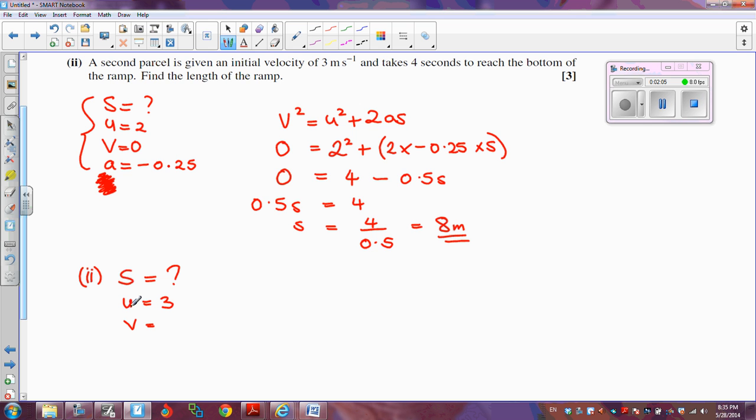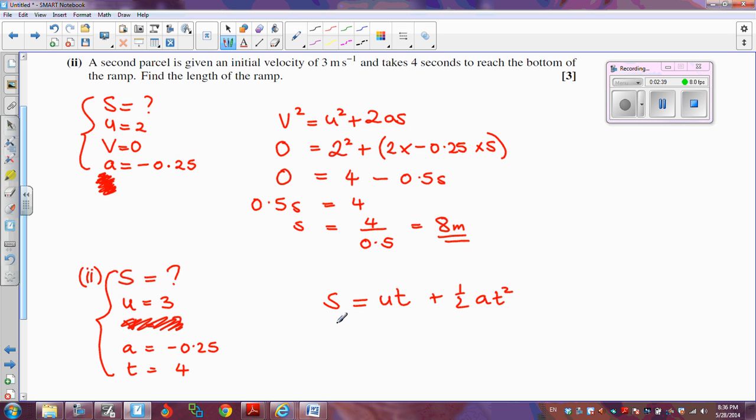v, now be careful. It looks as though it takes 4 seconds to reach the bottom of the ramp. We don't actually know whether it's stopped at that stage. It could be that it's still moving. So we don't know v. The acceleration we have to assume to be the same. Well, that's again minus 0.25. And we are told that t is equal to 4. The only one we're not interested in there again is v, so I need an equation that connects s, u, a and t, and that's s equals ut plus half at squared.